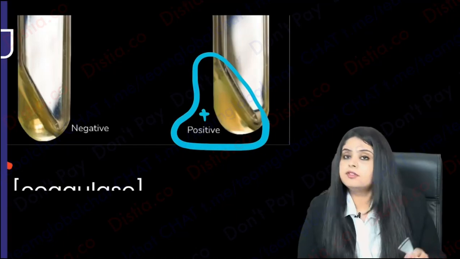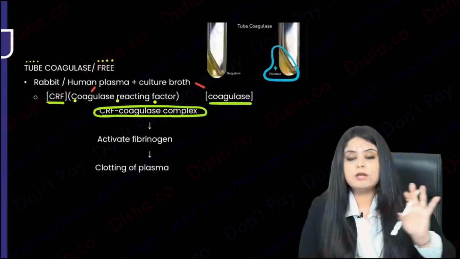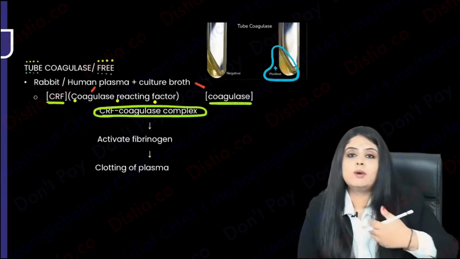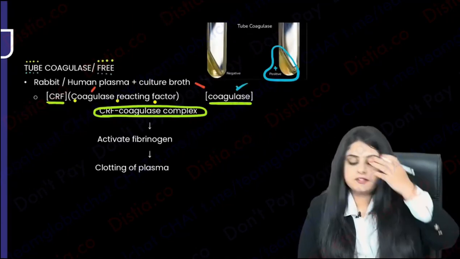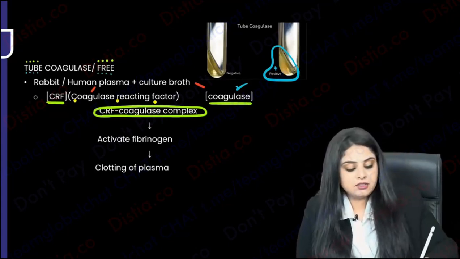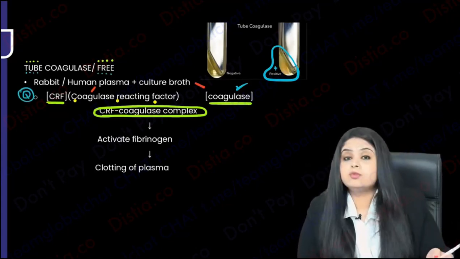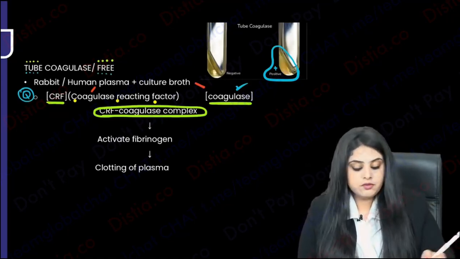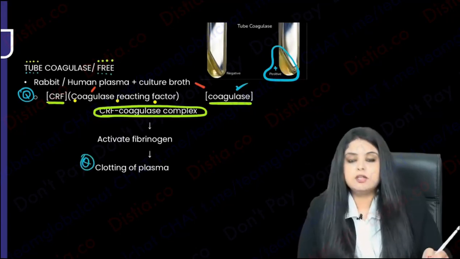This means this is a positive tube coagulase test. So the only question that you get, tube mein 4 alphabets, free mein 4 alphabets, because the coagulase is totally lying free in the Staphylococcus. Second, they will ask you in which one do you use the coagulase reacting factor? Coagulase reacting factor is used over here, and how do you assess it? By the clotting of the plasma.